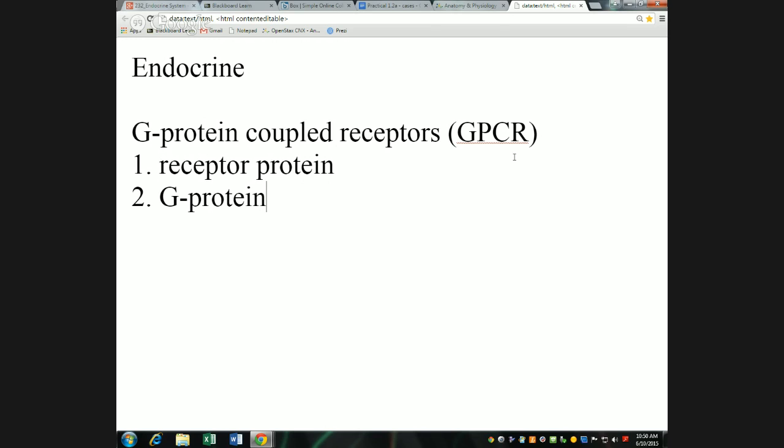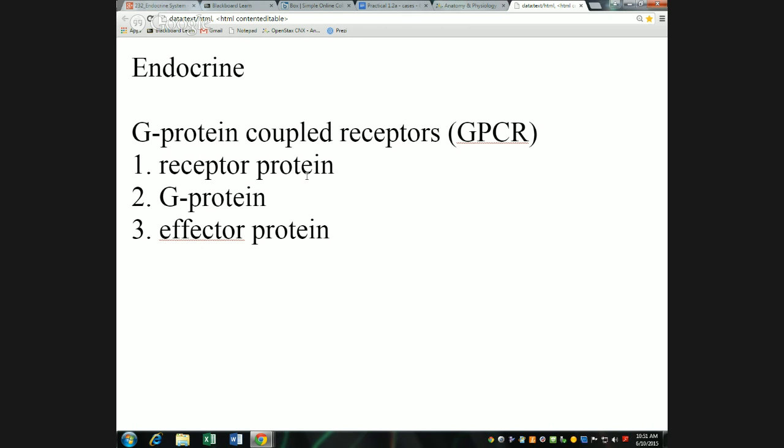it hydrolyzes GTP. Now, you're probably used to hearing hydrolyze ATP more commonly. GTP is just a closely related molecule that has 3 phosphates as well as ATP. And you can hydrolyze it and get some chemical energy out of it. When the G protein hydrolyzes GTP, it moves from the receptor protein to the third part, which is called the effector protein, which is usually an enzyme. Those are the major components of the G protein coupled receptor.